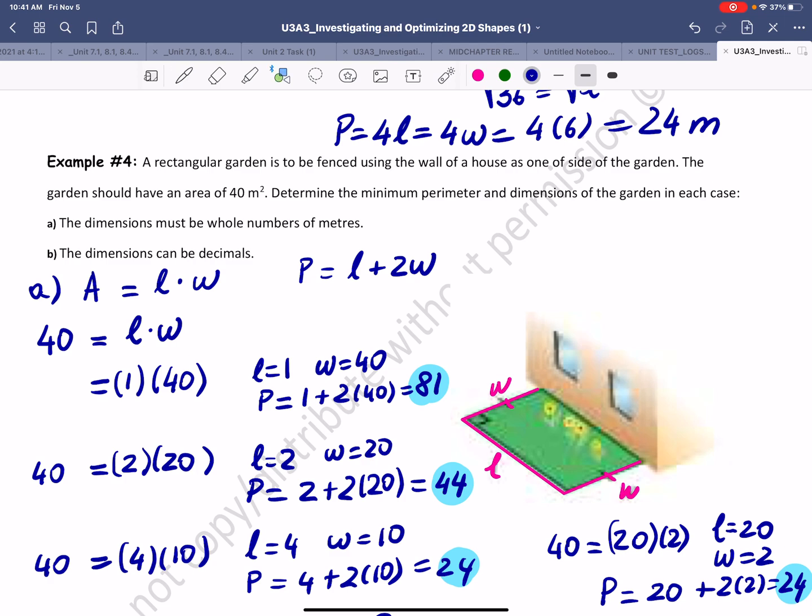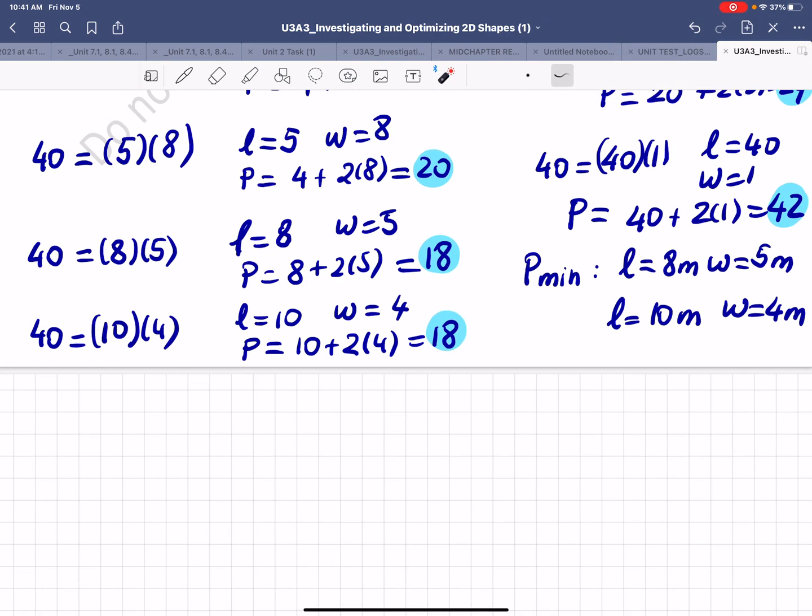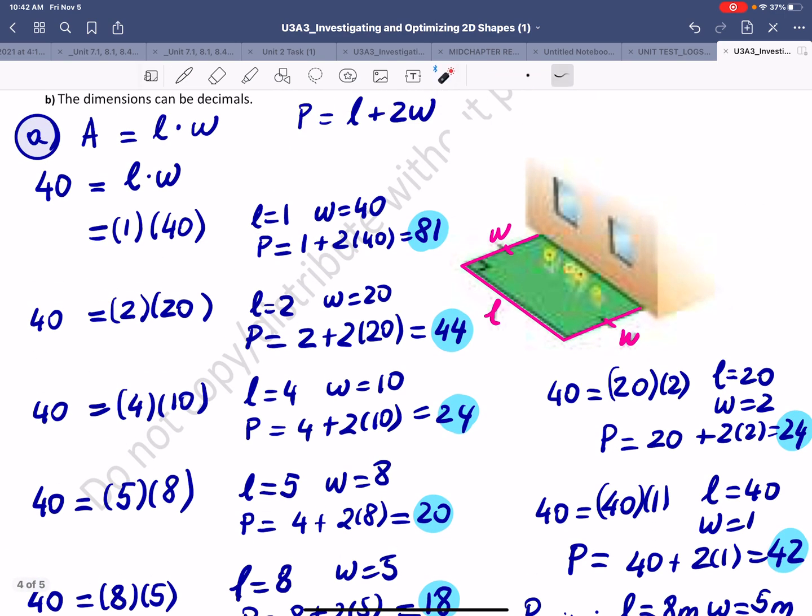Now, next question is question B, and it is asking to find the dimensions if we're allowed to use decimals. So this will be a fairly easy question to answer this time, because we know that perimeter is a minimum, or is kept at a minimum, if length equals twice the width. Why? Because we are here in the case when we have only 3 of the sides enclosed.